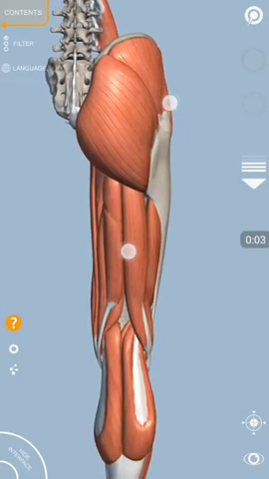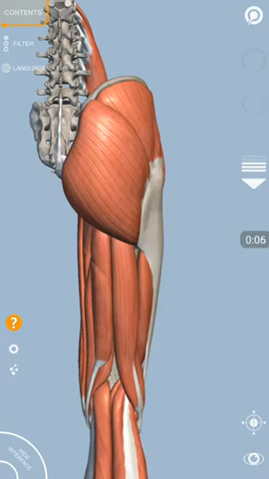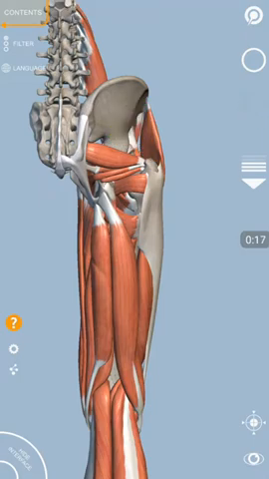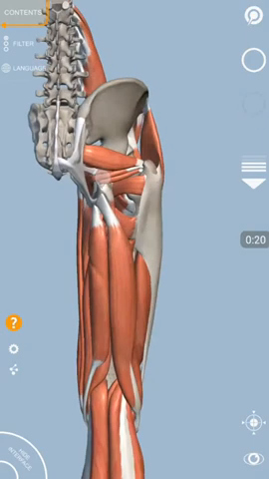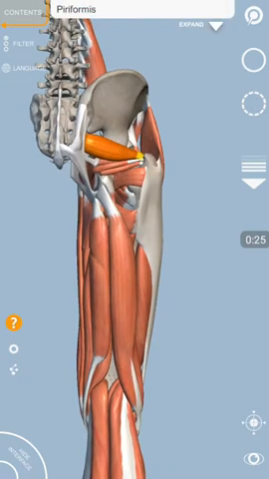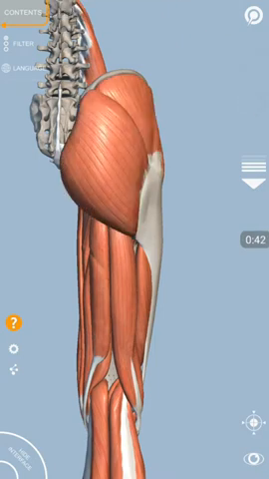In this video, we are going to learn about the deep layer of the gluteal region. First of all, I'm going to remove the gluteus maximus muscle here, so we can see the gluteus medius and minimus. These are the deep muscles, which are piriformis, and beneath the piriformis we have gemellus superior, then obturator internus, then gemellus inferior, and then we have quadratus femoris.